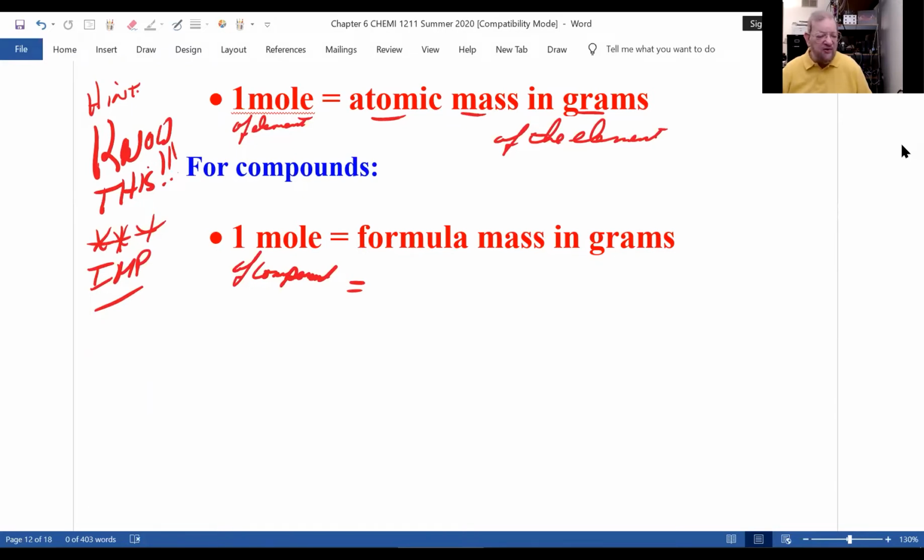And I'm going to be using molecular weight, which is just another way of saying formula mass in grams. So 1 mole of an element equals the atomic mass in grams. 1 mole of a compound equals its molecular weight in grams. So what does this mean? Well, first of all, it means I've got to open up a periodic table.